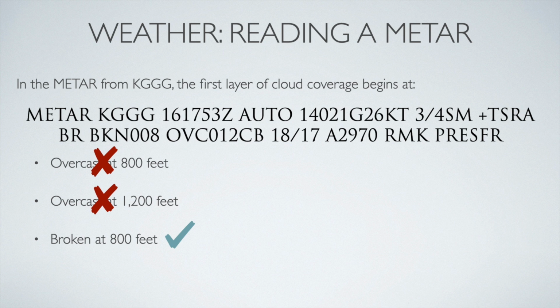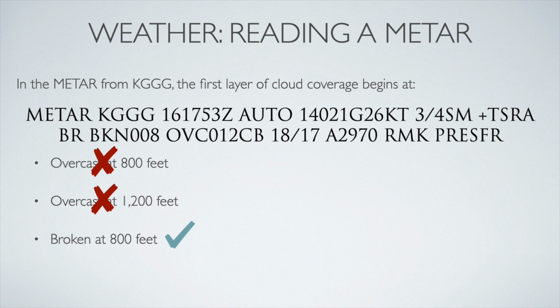So the other thing to remember here with the sky condition is that you're always going to knock off the last two zeros. So where it says BKN008, you can just assume that there are two zeros behind that. Where it says OVC012, that's 1200 feet because you're going to add two more zeros to the end of that.